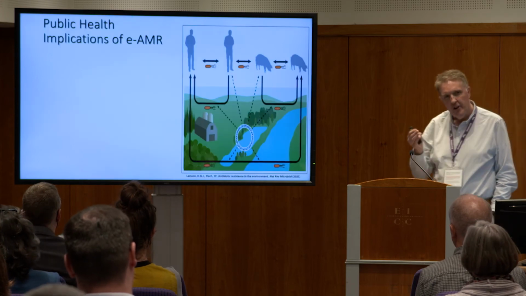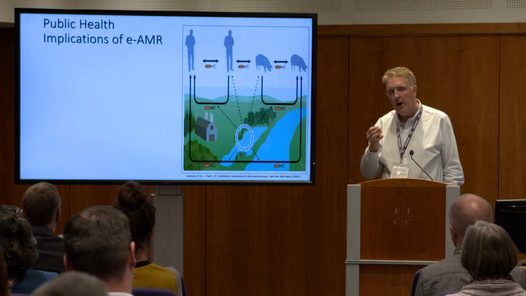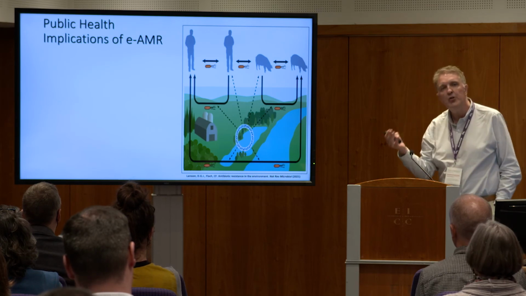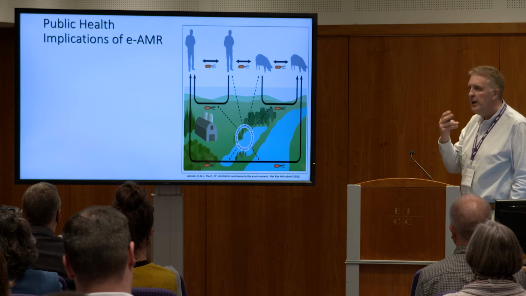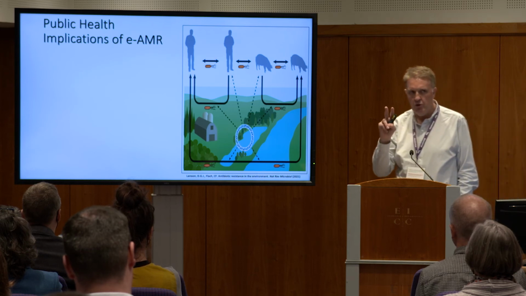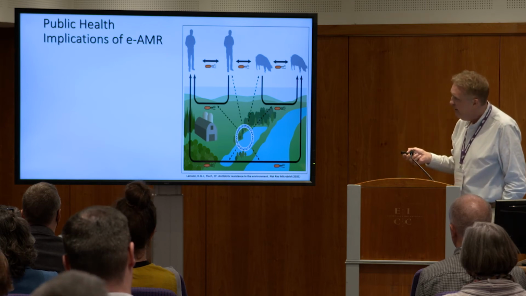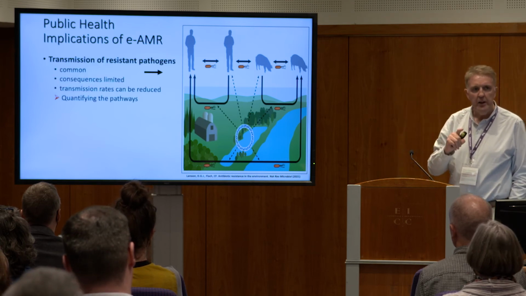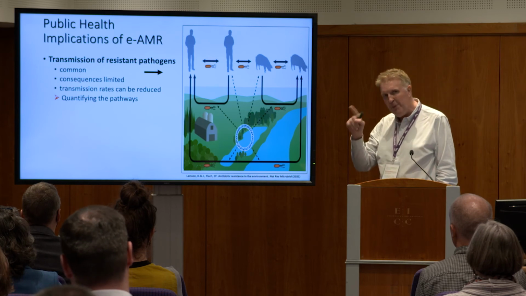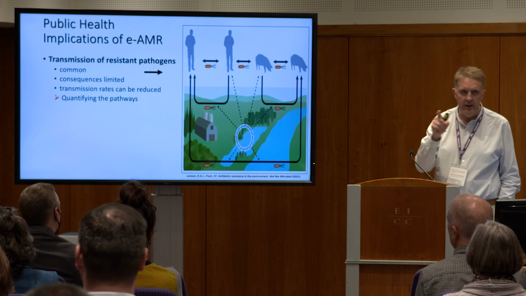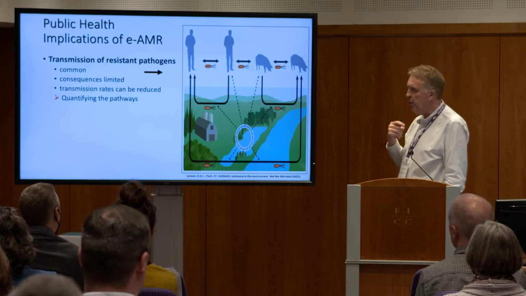So, in the last few slides, what is the public health impact of AMR in the environment? How does it get back? How does it affect us? And there are 2 major roles that the environment has. The first one is simple transmission. It's a pathway for where AMR are back into the human population.